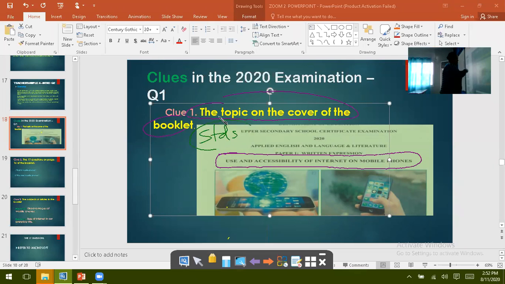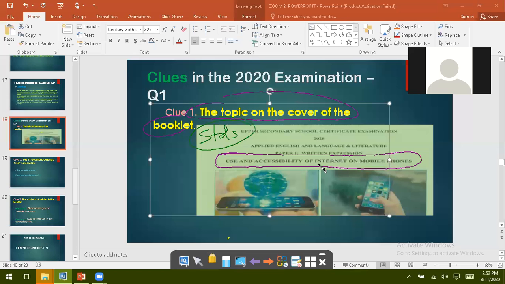So it cannot be about everybody else because they don't have a problem with access to internet. They can access internet anytime. You understand? When you are here in school, do you have access to internet? No, because there is a rule. So this is one clue that you can consider. All right?